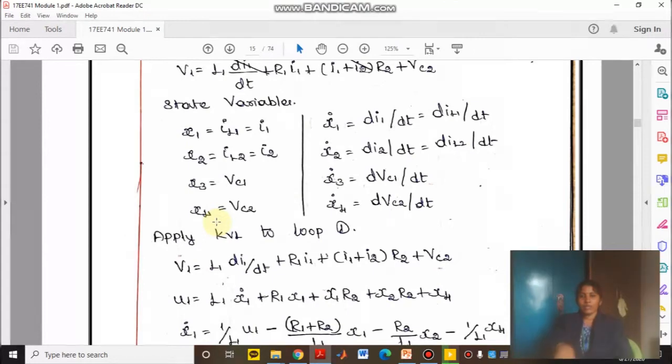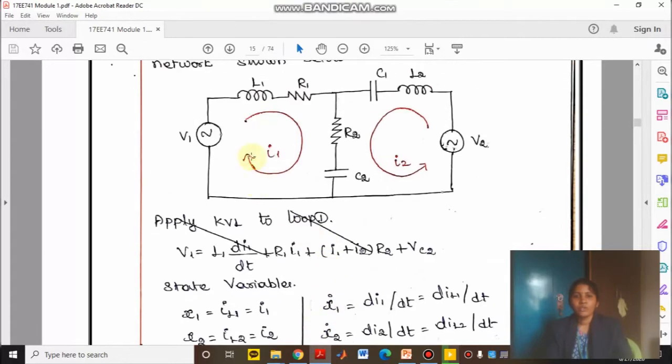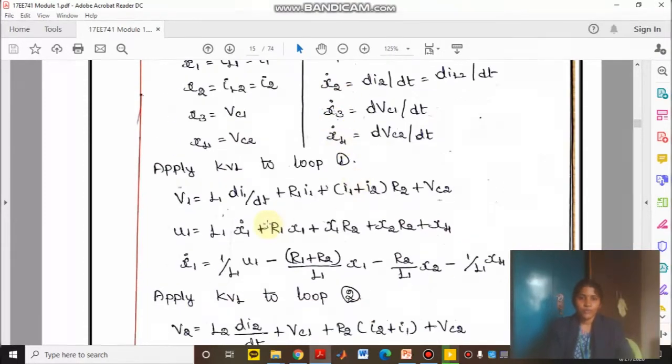We need to apply Kirchhoff's voltage law. So Kirchhoff's voltage law, if you apply to loop 1, V1 is equal to L1 into di1 by dt plus R1 into I1. The current flowing through this resistor is I1 and here also I2 is flowing. So both the currents are entering. So I can write it as I1 plus I2 into R2 plus Vc2. So voltage V1 is equal to L1 di1 by dt plus R1 into I1 plus I1 plus I2 into R2 plus Vc2. Why we are putting plus, you all know.